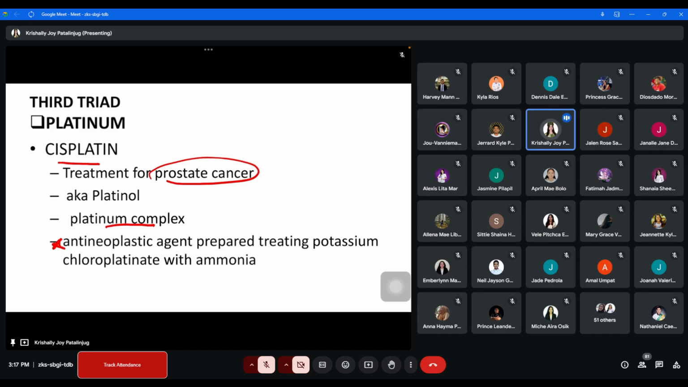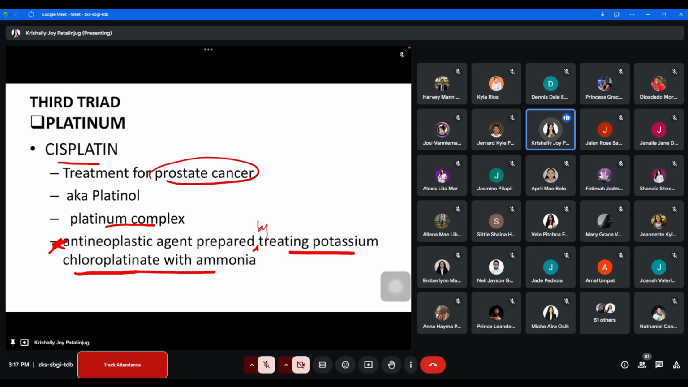So again, it is a cytotoxic, anti-cancer, anti-neoplastic agent. It is prepared by simply treating potassium chloroplatinate with ammonia. So that is the component of cisplatin. Prepared by treating potassium chloroplatinate with ammonia.